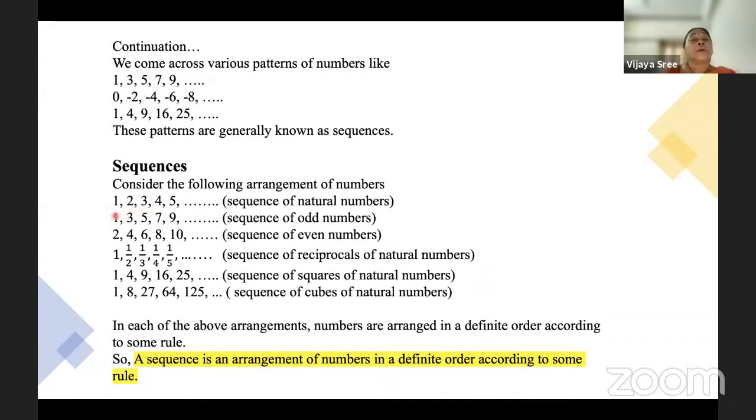Here, these are all numbers. Call them the terms. This is the first term, second term, third term, fourth term, fifth term. Here also, these numbers are all called the terms. Each and every number is called a term.